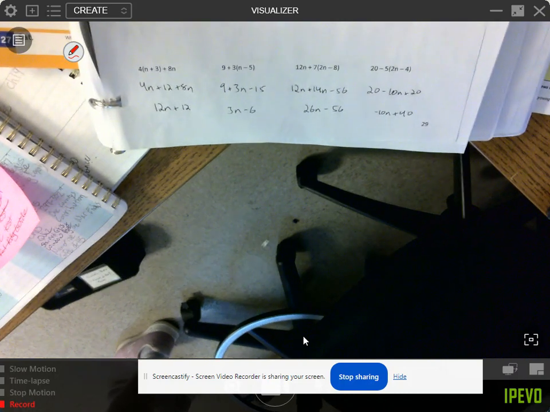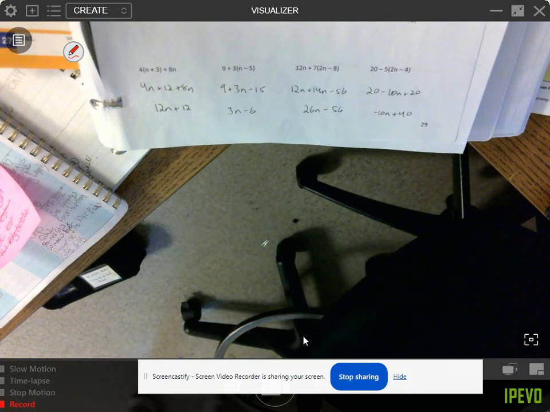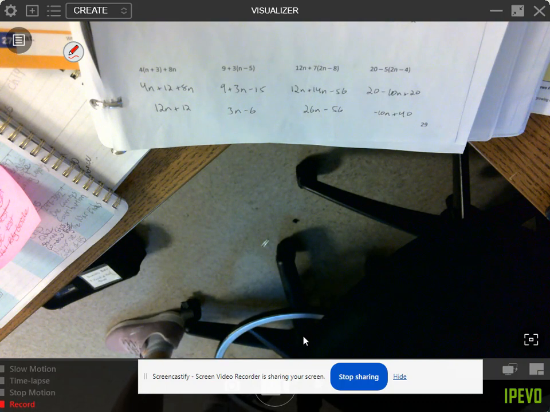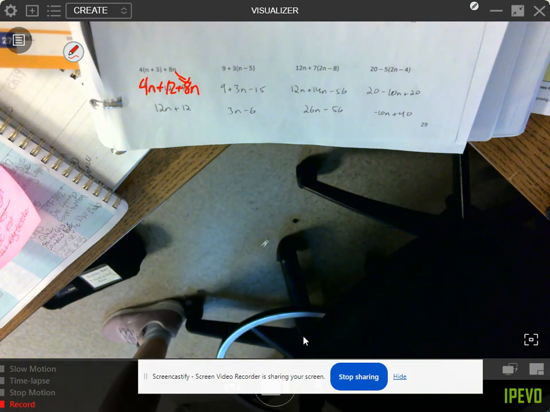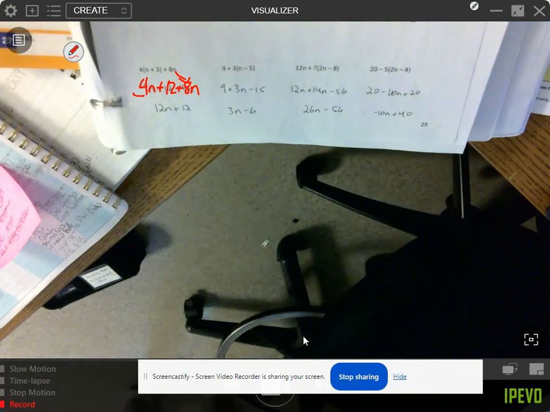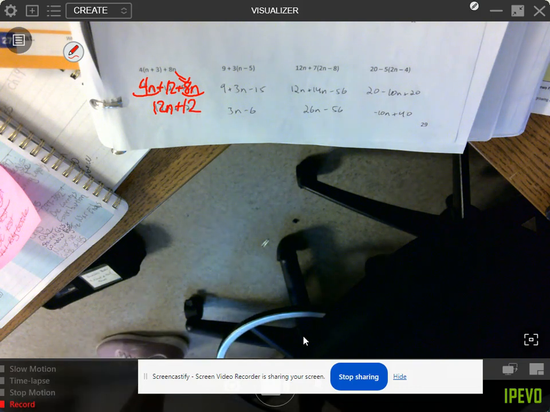Okay. First thing I take care of is the parentheses. So 4 times n is 4n. 4 times 3 is positive 12. So I've got 4n plus 12, and I bring down that plus 8n because that was outside the parentheses. Now I'm going to combine like terms. I see there's a 4n and a plus 8n. So 4n plus 8n gives me a 12n. And that positive 12, there's only one constant, so that stays the same.